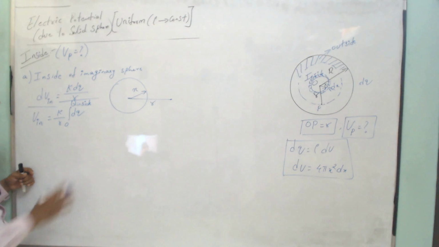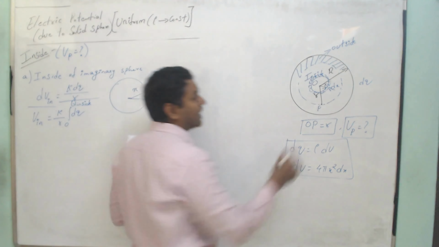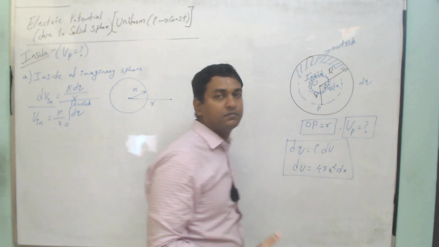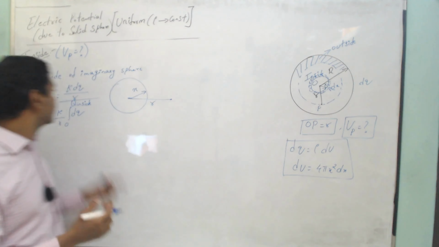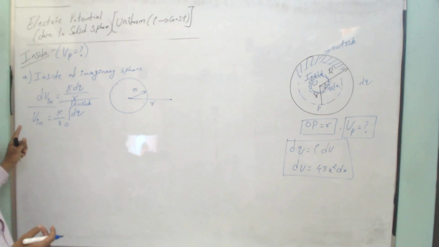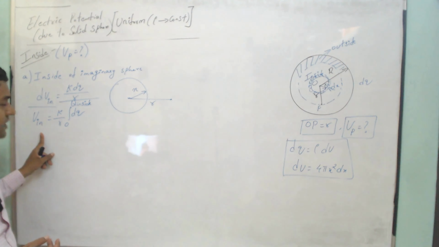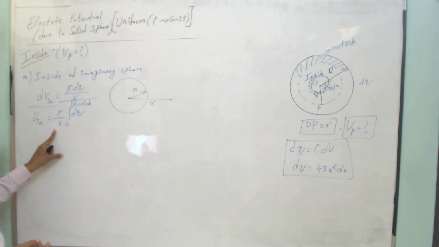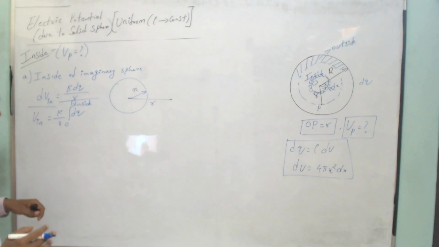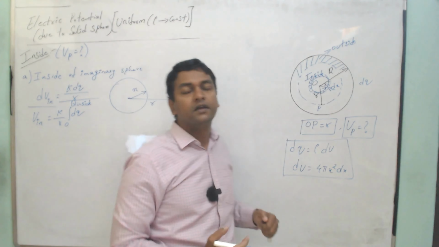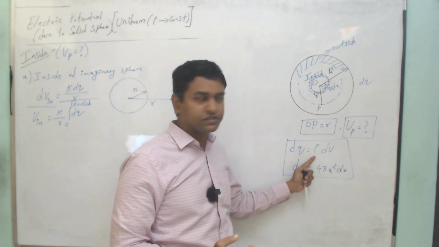Here, as x is varying, for all elements r is the same. So my k by r is a constant. So I can write V inside as basically integral dV, and I can take k by r outside and just write integral dq. Here I can directly integrate dq because rho is a constant.